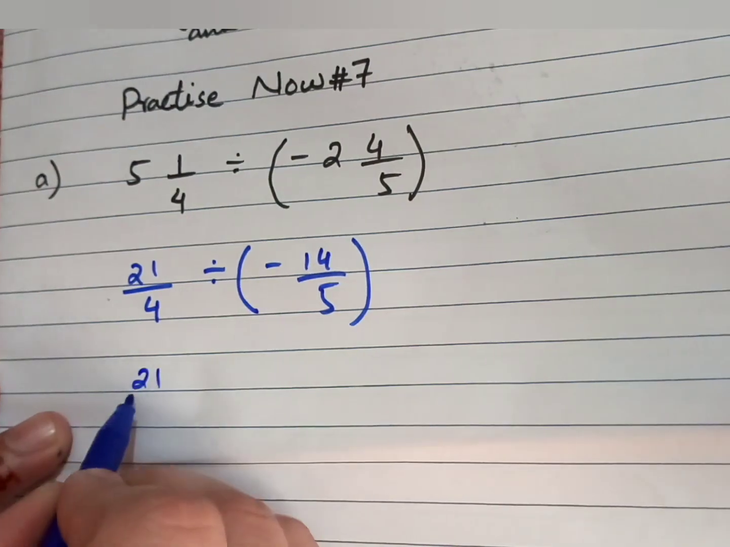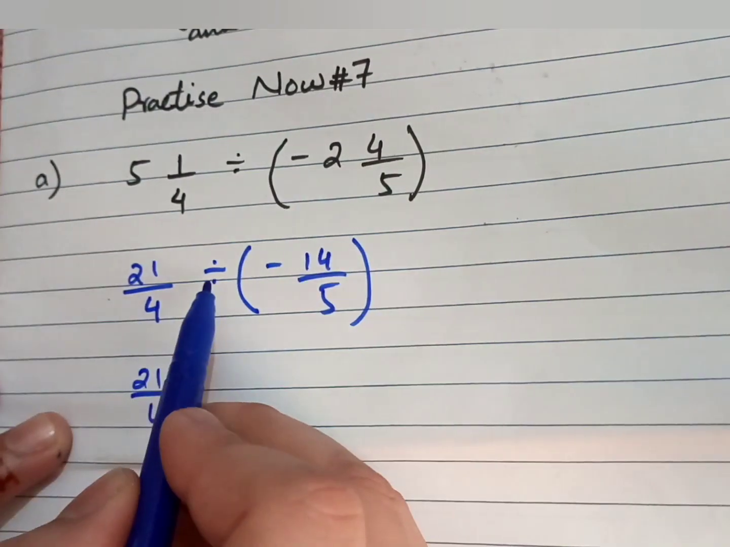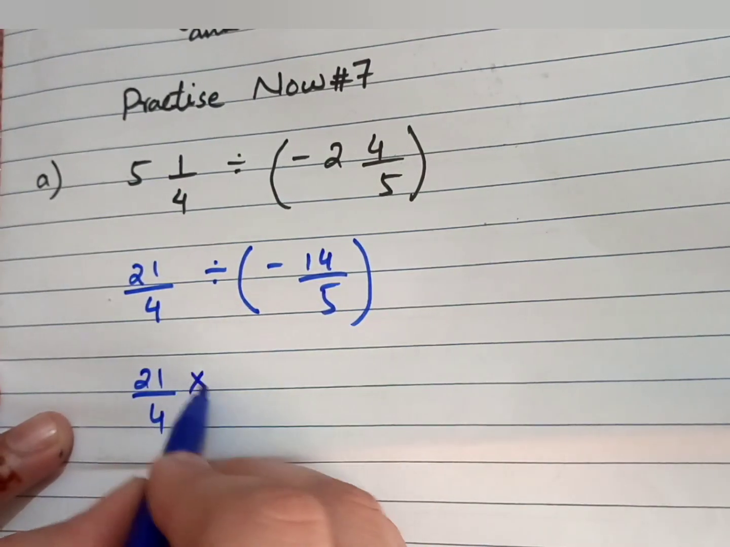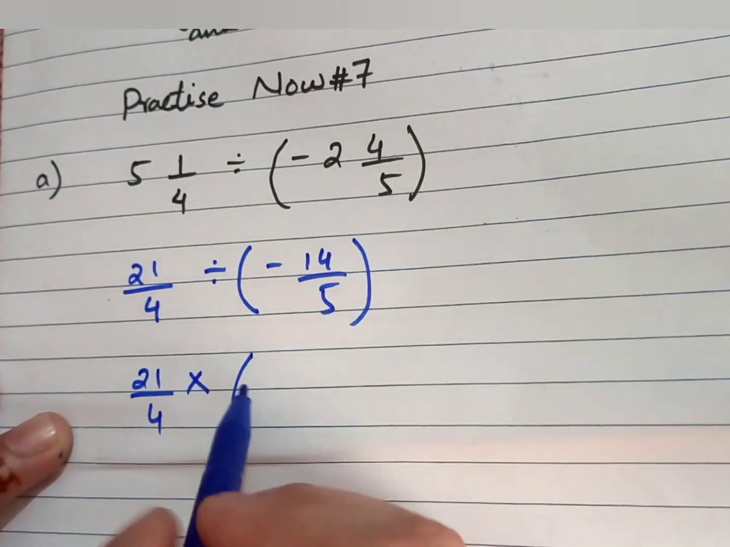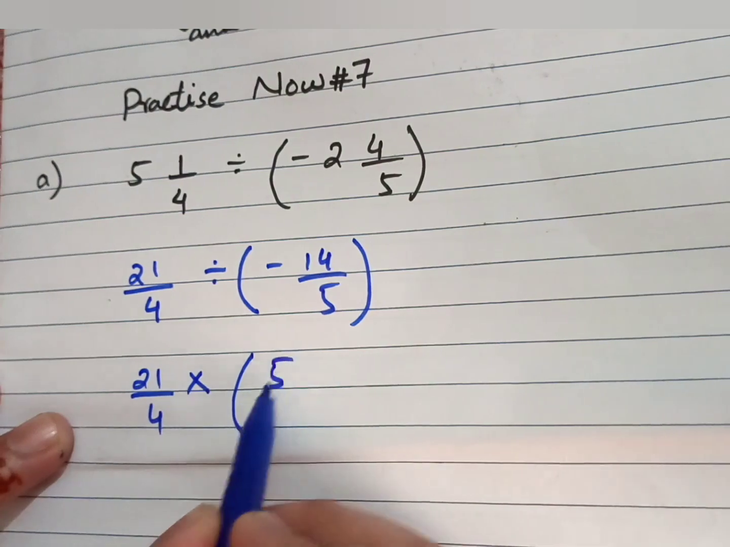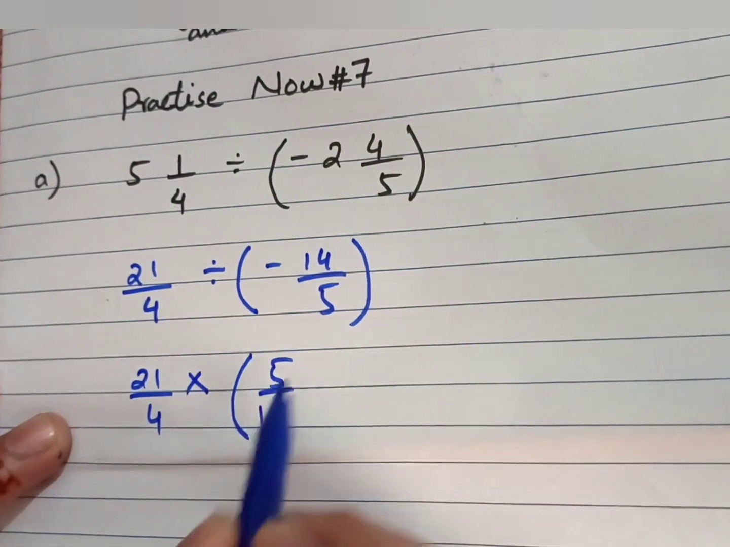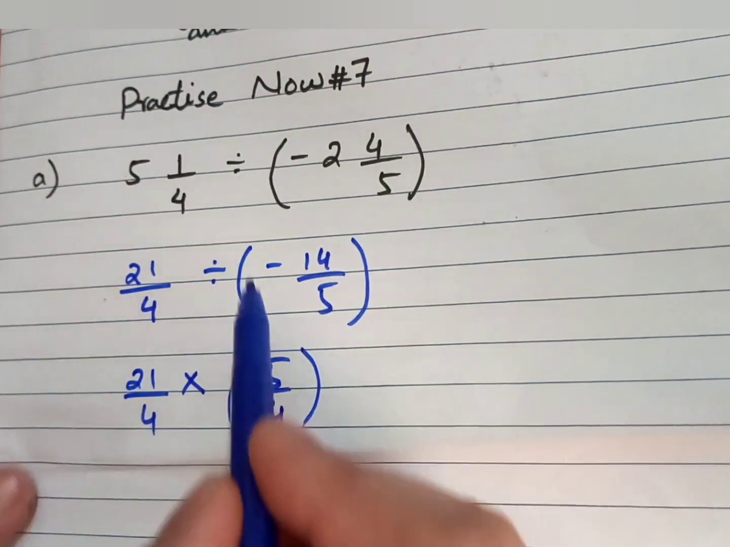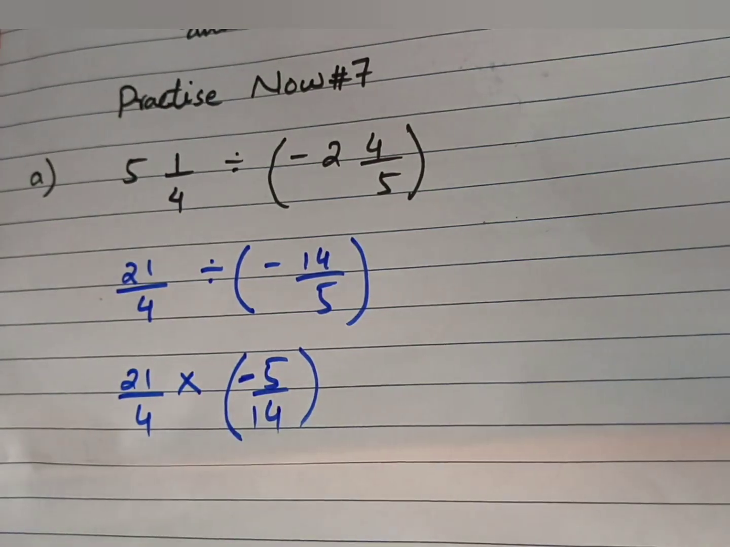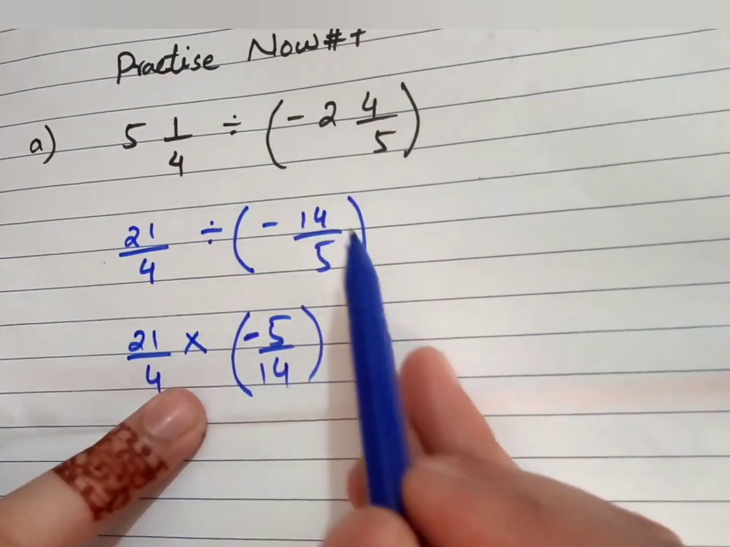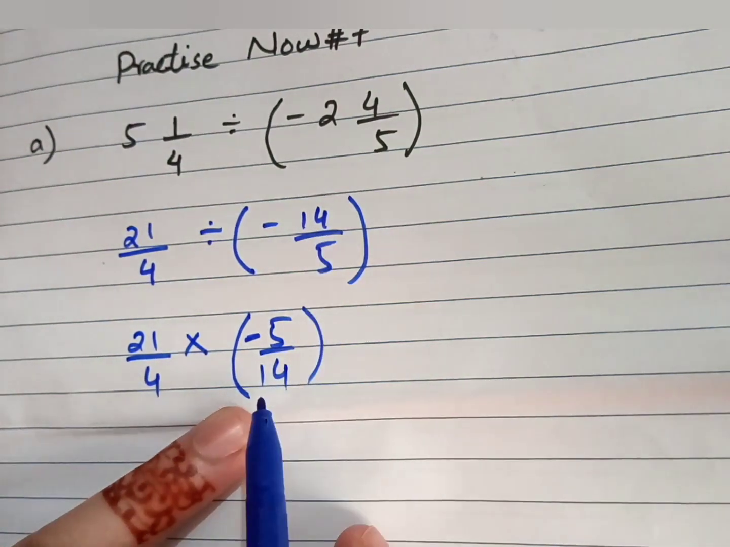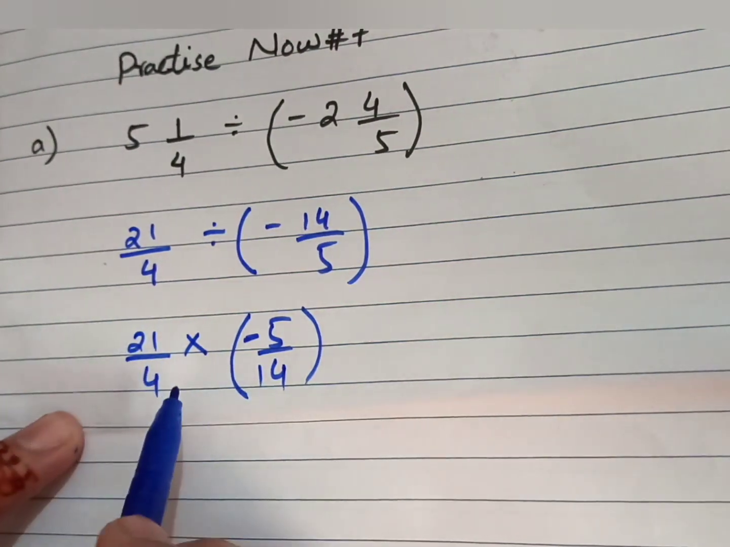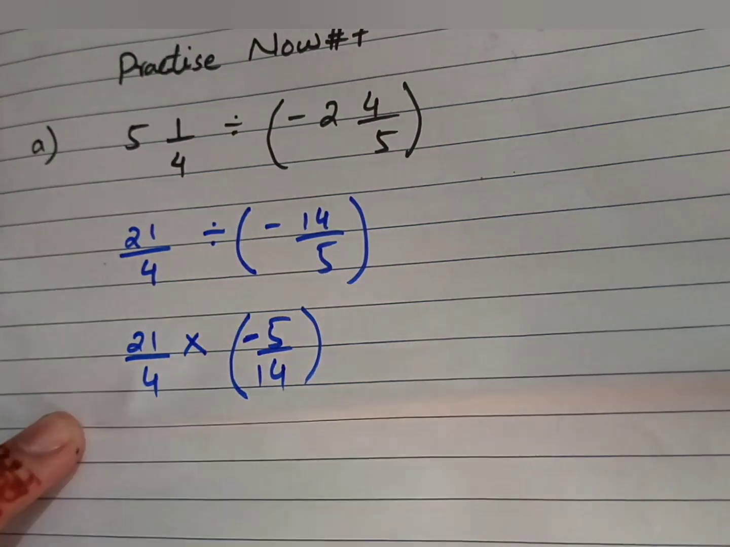So 21 divided by 4. This divide sign will be changed into a multiplication sign. And the term that is next to this divide sign will be converted into its reciprocal. So 5 divided by 14. Place this minus sign as well. Now the next term will become the reciprocal. You can see that our denominator will become our numerator, and numerator will become our denominator. Now we'll do the cross multiplication.